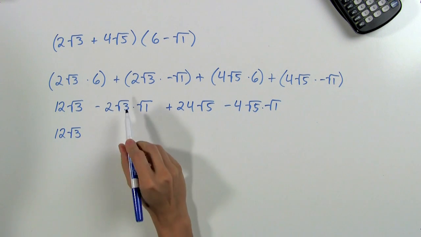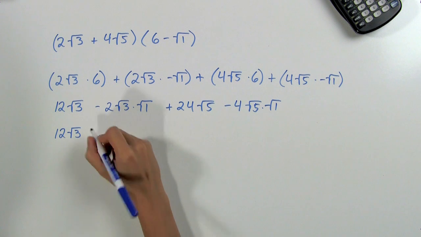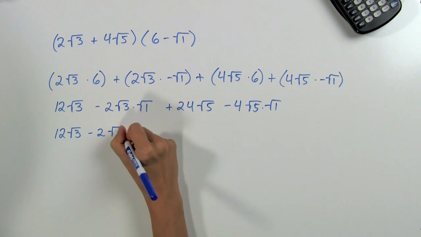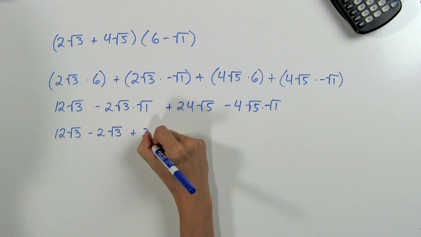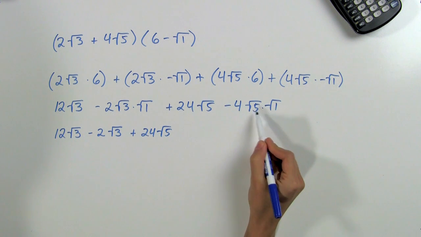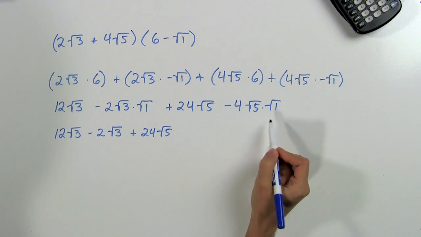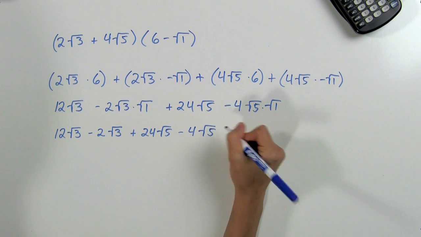The second term has square root 3 times square root 1, so we can go ahead and multiply those, and we'll get just square root 3. The third term also just has 1, the square root of 5. And the last term has square root 5 times square root 1, and 5 times 1 is 5, so we just get square root 5.